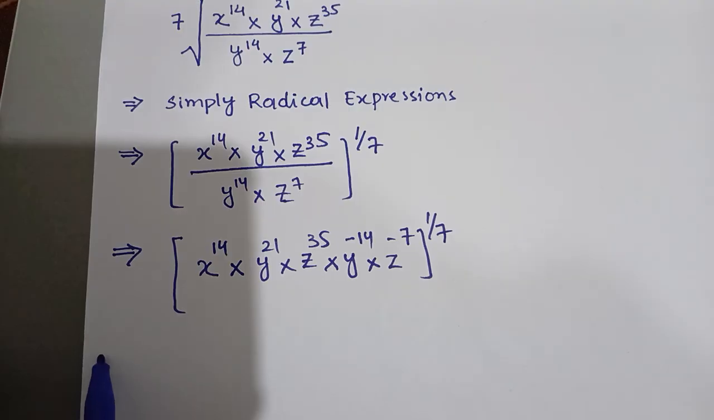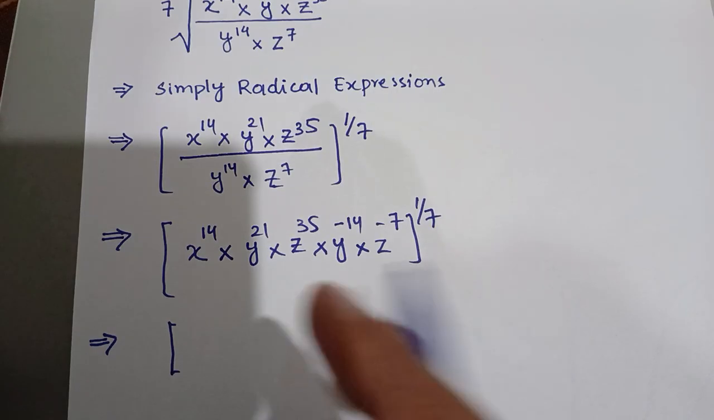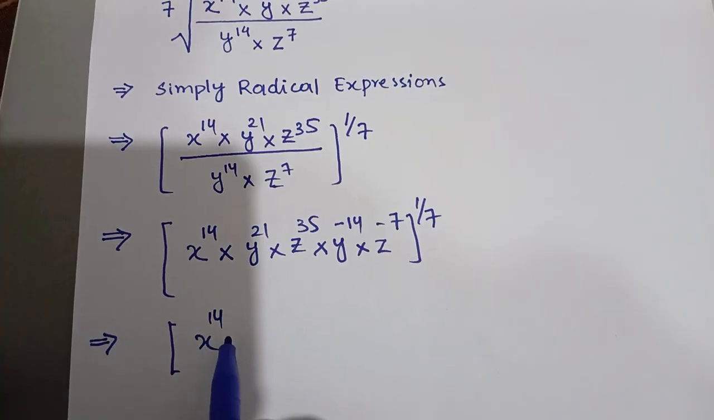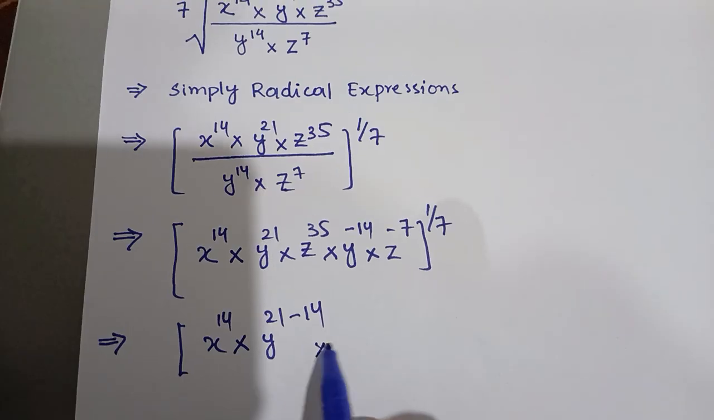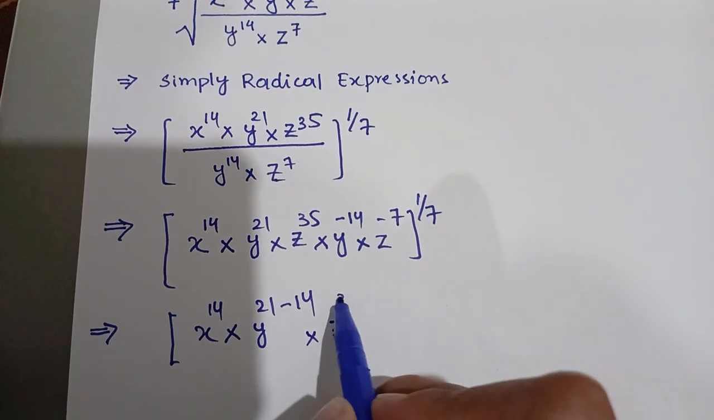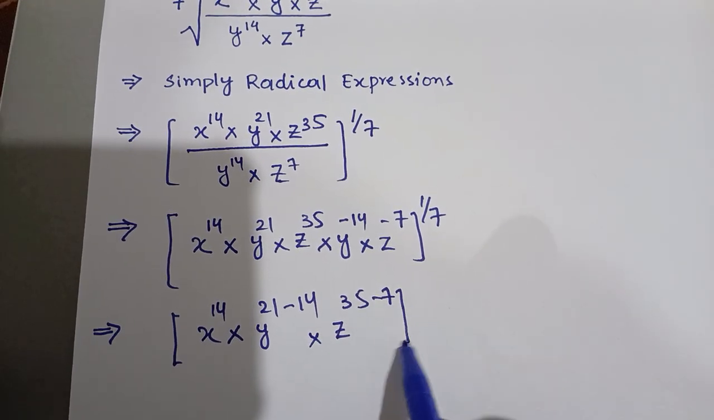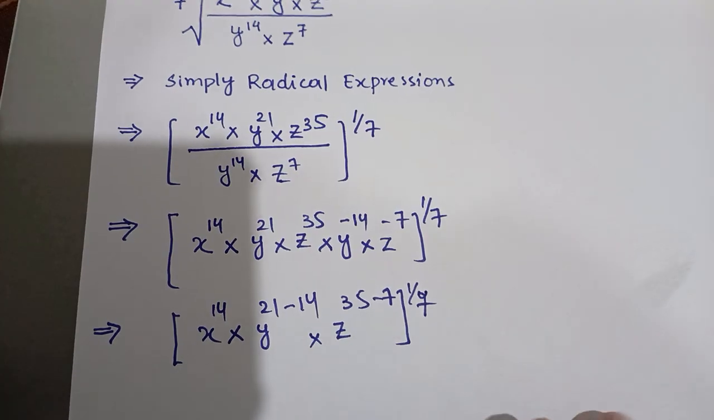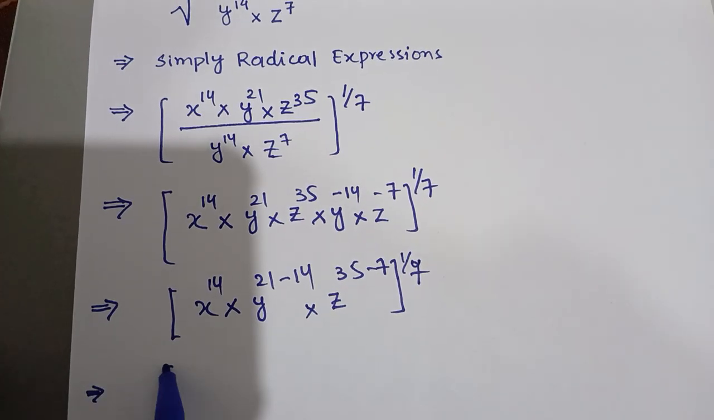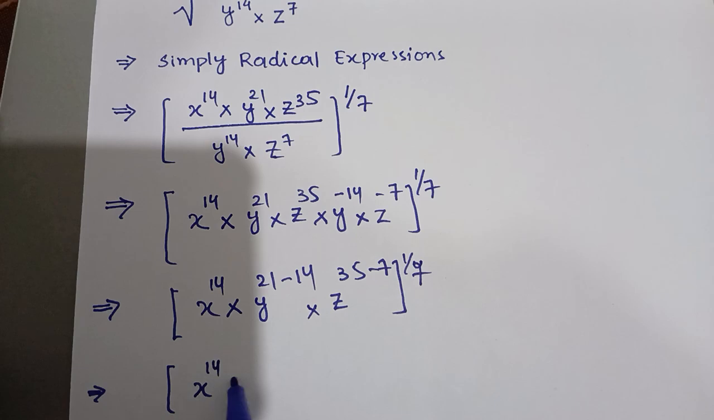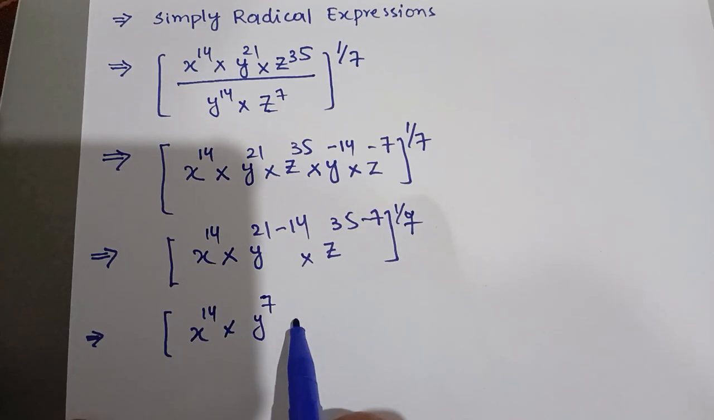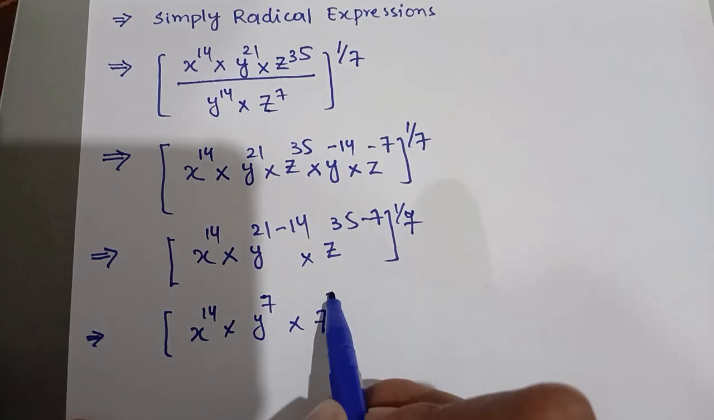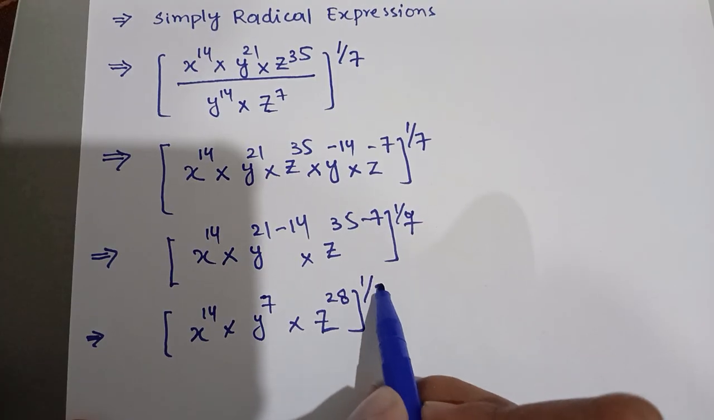Now in this next step we will add the powers of the same variables, like x raised to the power 14, y 21 minus 14, and then we have z 35 minus 7. So we will simply add or subtract the powers. Here we have y raised to the power 7 and z raised to the power 28. The whole power is 1 by 7.